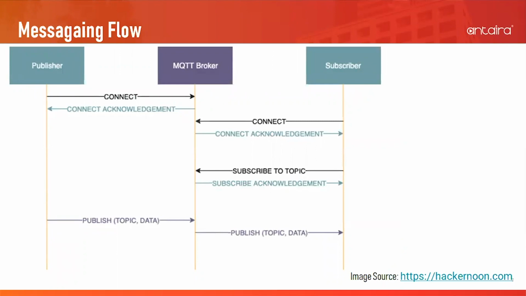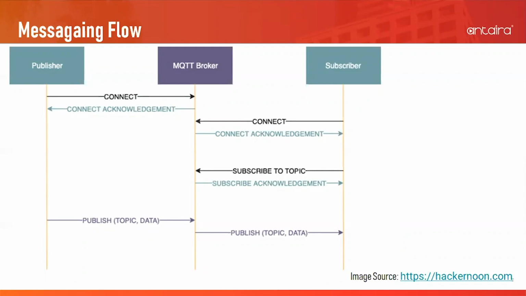Before the publisher publishes a message to an MQTT topic, the publisher initiates a connection by sending a connect message to the MQTT broker. The MQTT broker responds to the connect message with a connect acknowledgement message. Once the connection is established, the publisher can publish a message to an MQTT topic. The MQTT broker keeps the connection open until the publisher sends a disconnect message. The same principle applies to the subscriber.